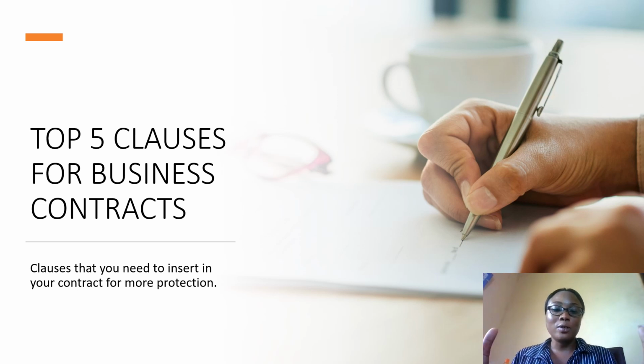So in today's video, I'm going to be talking about the top 5 clauses for business contracts. There are a lot of clauses that you must include in your business contract, but these are the top 5. You need to include these clauses, especially if it's relating to a transaction, payment transactions, or sharing your intellectual property, your products or your services with the other party. These are very important clauses that you need to include in your contract.